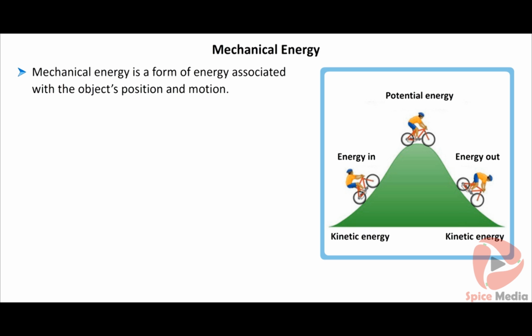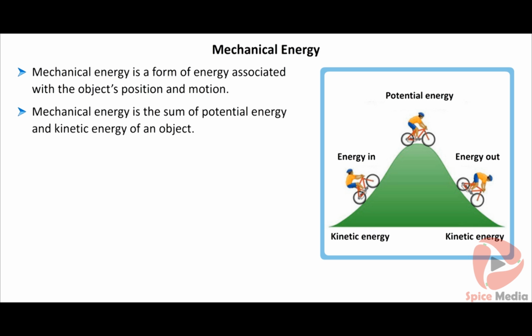Mechanical energy is a form of energy associated with the object's position and motion. When an object gains energy, work is said to be done on the object that leads to the following changes: increase in speed, increase in height or state of strain. Increase in speed leads to kinetic energy, and increase in height or state of strain leads to potential energy. Thus, we can say mechanical energy is the sum of potential energy and kinetic energy of an object.